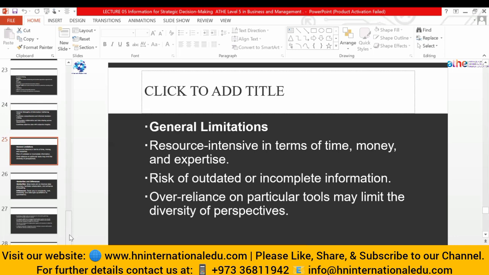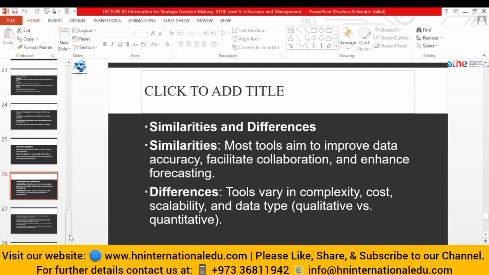Risk of outdated or incomplete information. It happens in the tools and techniques problem because sometimes in the organization they do not change the method. They are just sticking at one thing. They are not working on the factor of continuous improvement. Overreliance on particular tools may limit the diversity of perspectives. Why? Because we are overly depending on the tools and techniques, and with that, totally depending on the internet and the technology. We are lacking the human resource. That's so important as well. We need to hire people with latest expertise.